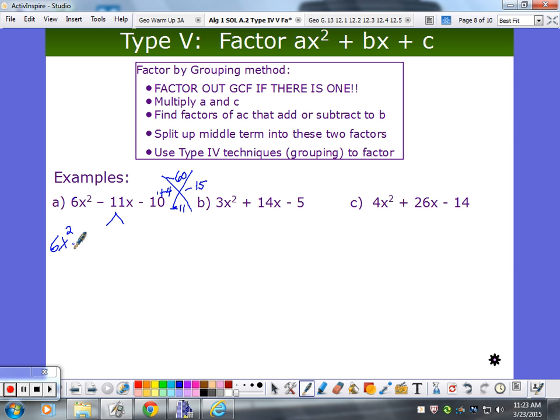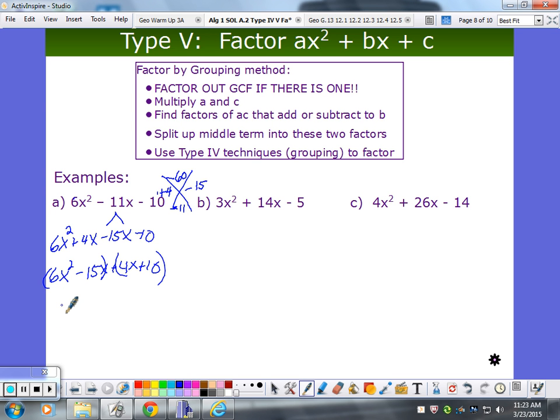First term's the same, plus 4x minus 15x minus 10. I just want to show it'll work either way, so I'm going to turn them around. It doesn't matter which way you do it. Either way is fine. So I don't care. These can go either way. But now you group. And now we're going to factor.